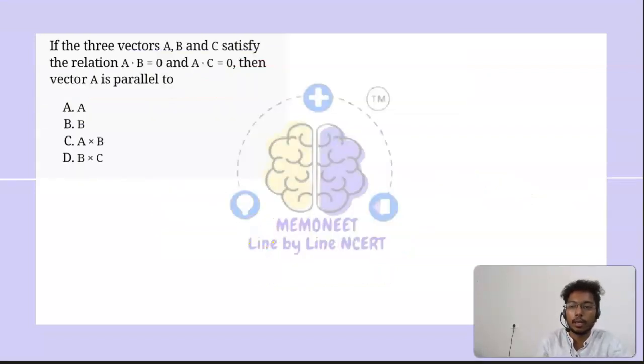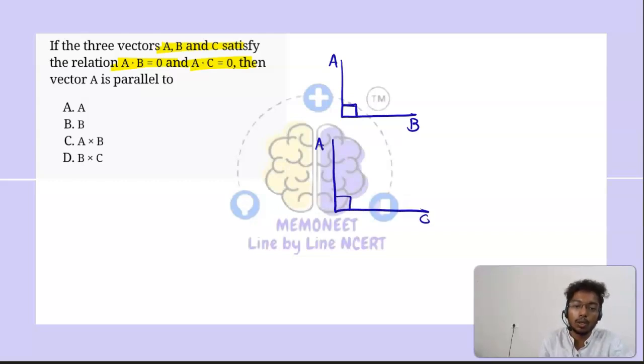The next question: if three vectors a, b and c satisfy the relation a dot b is equal to 0 and a dot c is equal to 0, then vector a is parallel to what? So we have a dot b equal to 0. The angle between these two vectors must be 90 degrees, because the dot product is 0, and for a and c we also have 90 degrees. So b and c must lie in the same plane, and the a vector will be perpendicular to these two vectors.